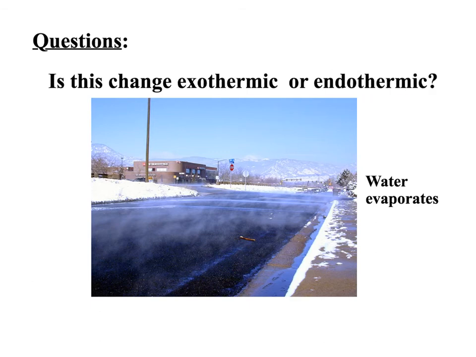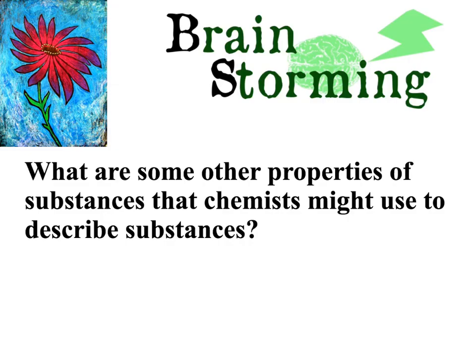Let's see, is evaporation exothermic or endothermic? Well, the sun is providing energy, which is going into the water on the pavement, so that is an endothermic change. What are some other properties of substances that chemists might use to describe the substances that they're investigating?